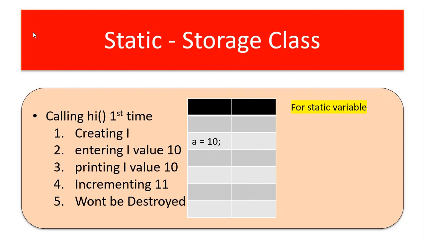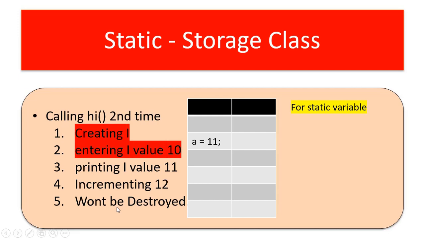Okay, calling high for the first time for a static variable, i will be created, value 10 will be entered in i, value will be printed, incremented, and it won't be destroyed. Calling for the second time, creating i will not be executed, and entering value 10 will not be executed. So that is why, to show the difference between the lines that will be executed and will not be executed, I have just given red color shading for the first 2 points. So these 2 points will not be executed.